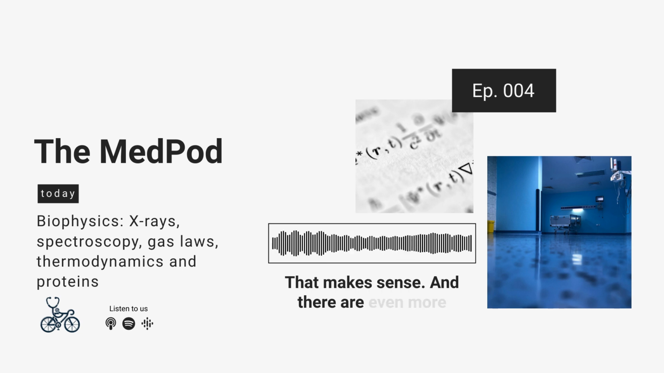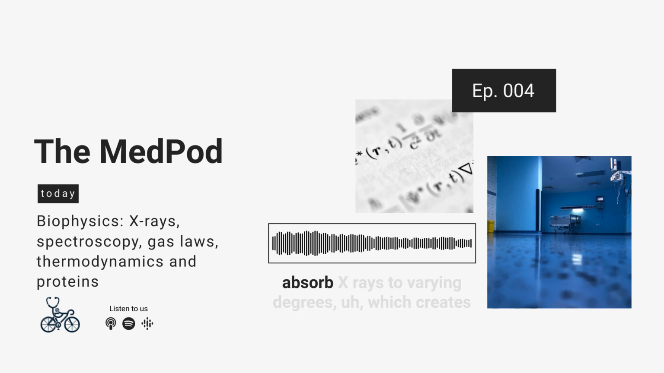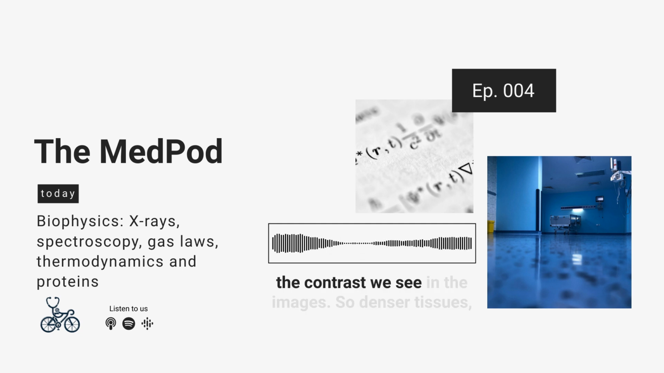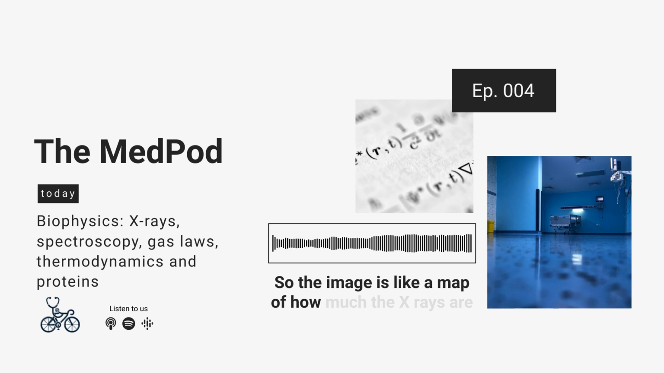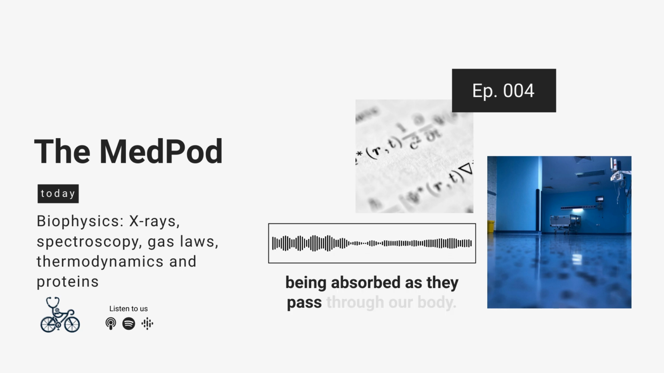Exactly. And there are even more nuances to consider, like how different tissues absorb X-rays to varying degrees, which creates the contrast we see in the images. Denser tissues like bones appear white because they absorb more X-rays, while softer tissues like muscles appear darker because they absorb less. So the image is like a map of how much the X-rays are being absorbed as they pass through our body. Exactly. That's interesting.